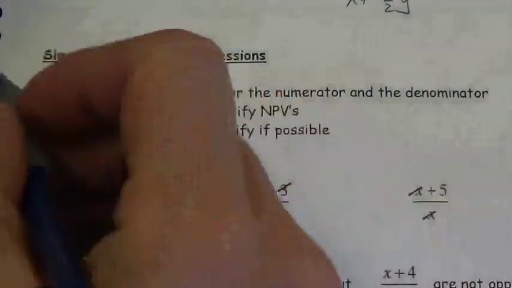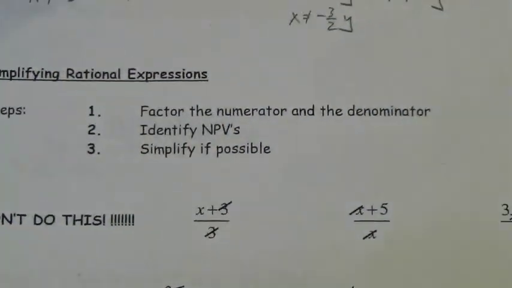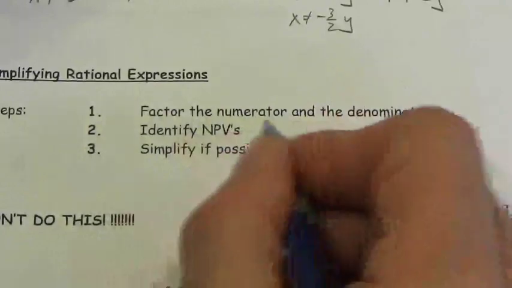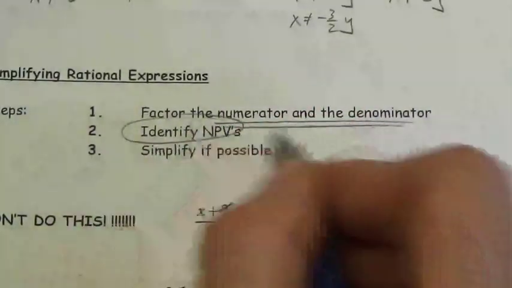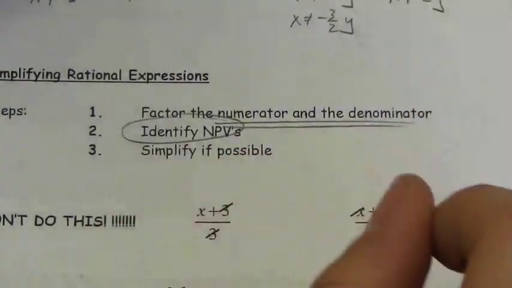Now we will look at the process of simplifying rational expressions. All right, now everybody, we're going to talk about simplifying rational expressions. First thing you want to do is factor the numerator and denominator. It's a dead end if you don't do that. I need you to identify the non-permissible values. Very important that you do that.